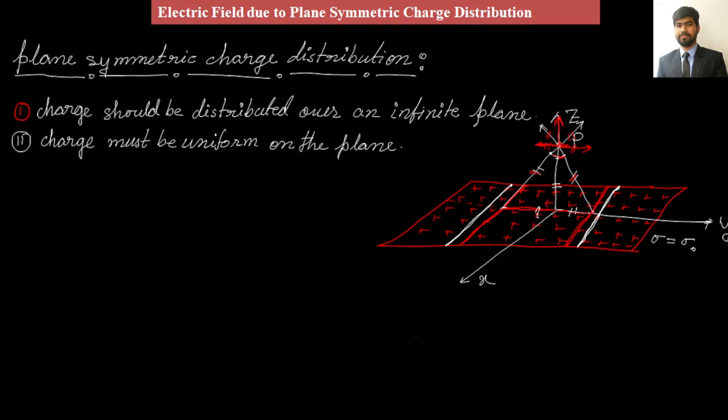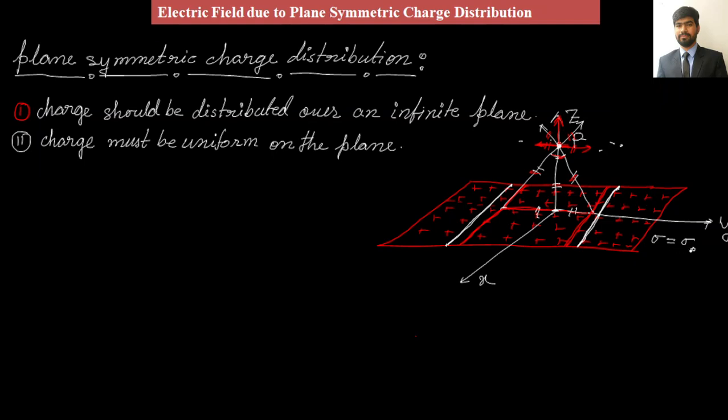Now this is not true only for this point. We can consider P at any point above this plane, because we can shift the origin to any point on this plane, since this plane is infinite itself. So we can consider P at any point above this plane. That means at every point above the plane, the electric field will be in the upward direction if this plane is carrying positive charge.